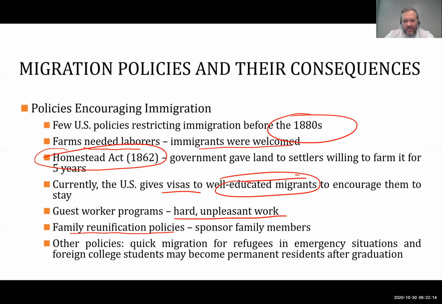So quick migration for refugees in emergency situations. This is the one that's kind of controversial today. People coming in, and so if there's somebody fleeing and they can prove that they are in danger, then we take them in. And so it is how we process those people and how we listen to what their story is, and that'll determine whether they are allowed in or not.